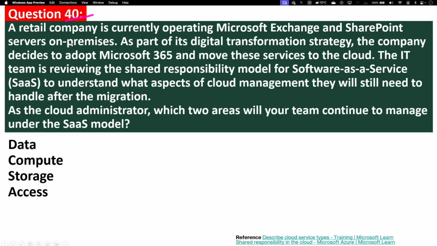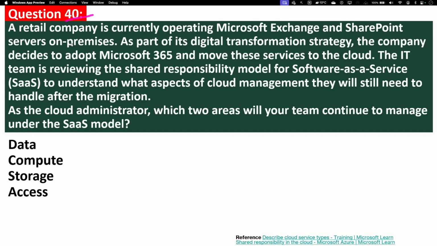Question number 40. A retail company is currently operating Microsoft Exchange and SharePoint servers on premises. As part of its digital transformation strategy, the company decides to adopt Microsoft 365 and move these services to the cloud. The IT team is reviewing the shared responsibility model for software as a service to understand what aspects of cloud management they will still need to handle after the migration.